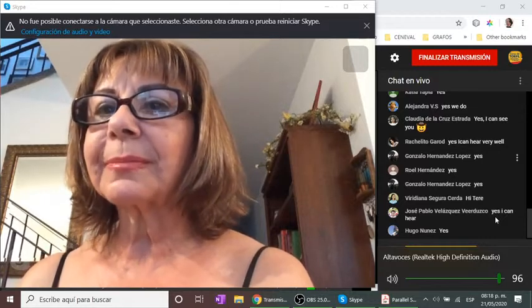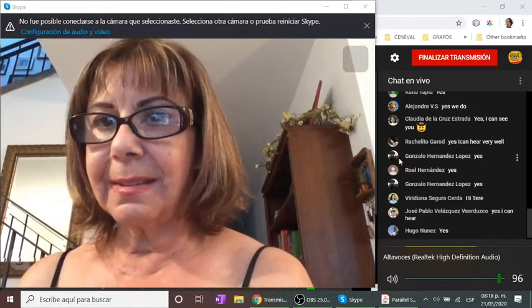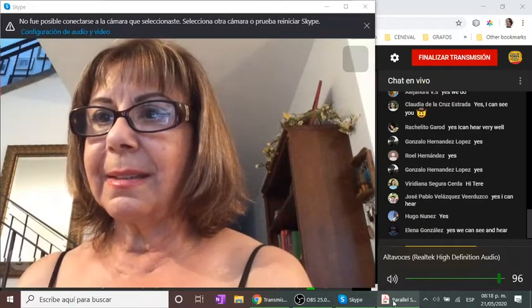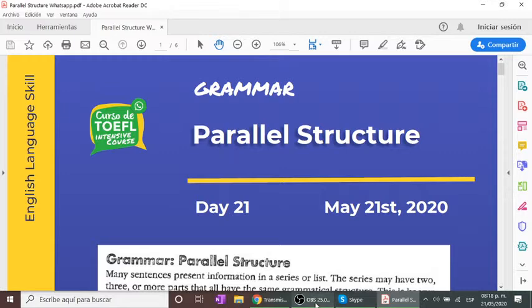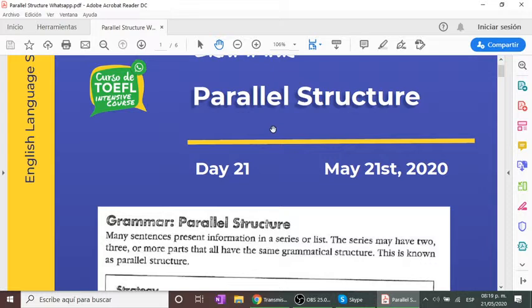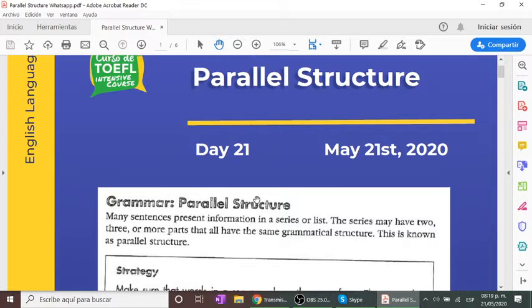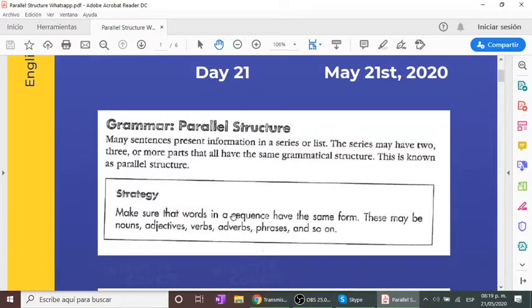Perfect. Good. Okay. So we will start, guys, reviewing something called parallel structure. Which in general just means that you need to be careful with lists of words. You need to take care when you see different sequences of words, because all the words should be written in the same way.